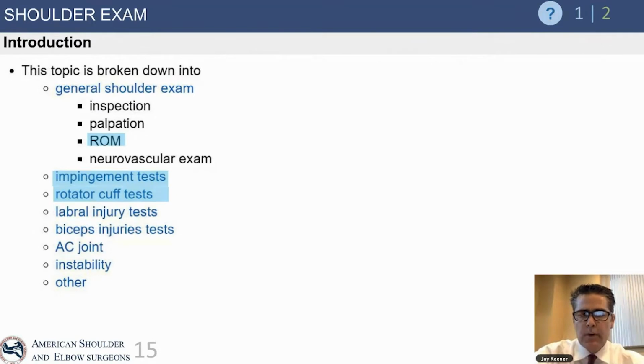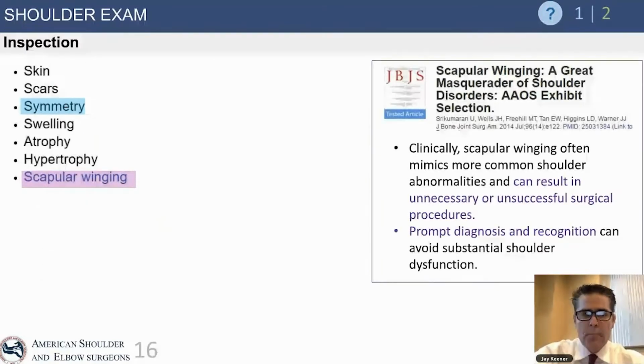We're going to move on to the shoulder exam now. We're going to break down this topic into some elements of the general shoulder exam and also impingement and rotator cuff tests. You'll hear more about the other elements of the physical exam in some of the other webinars.